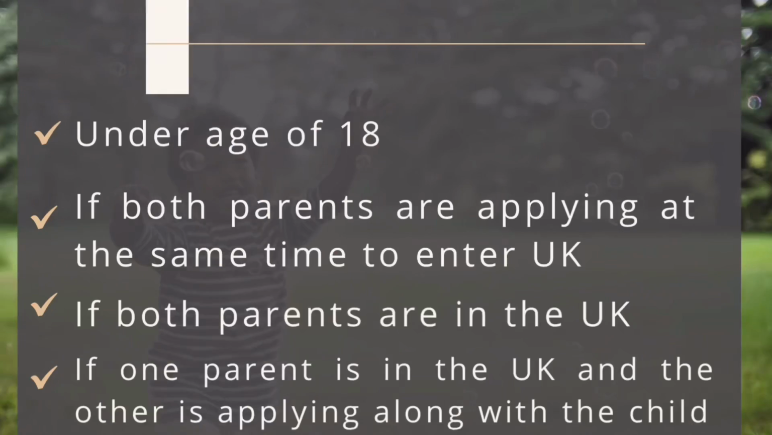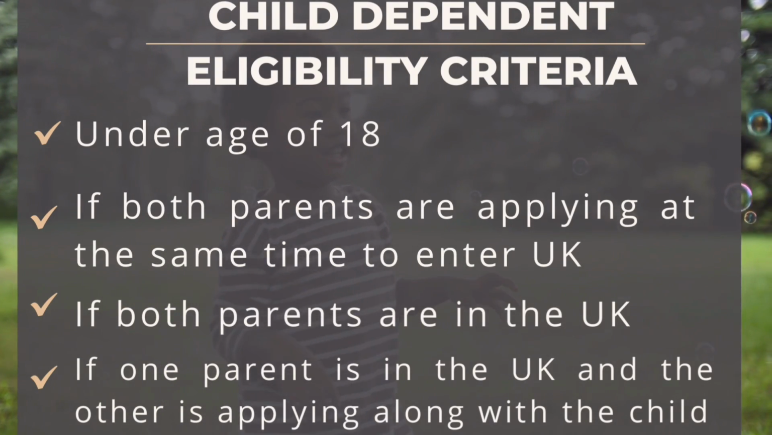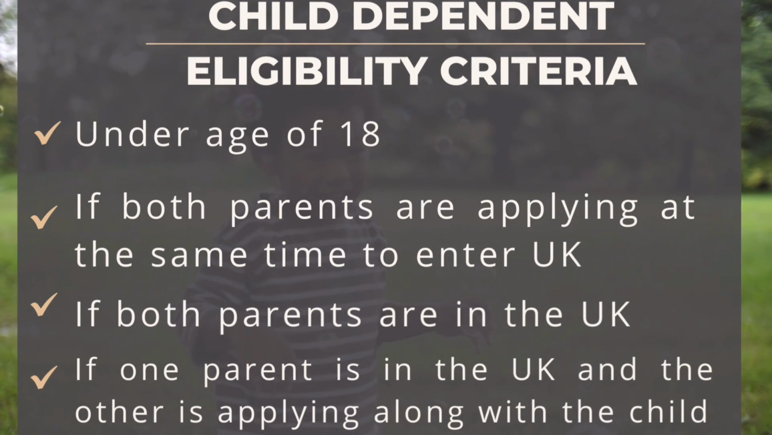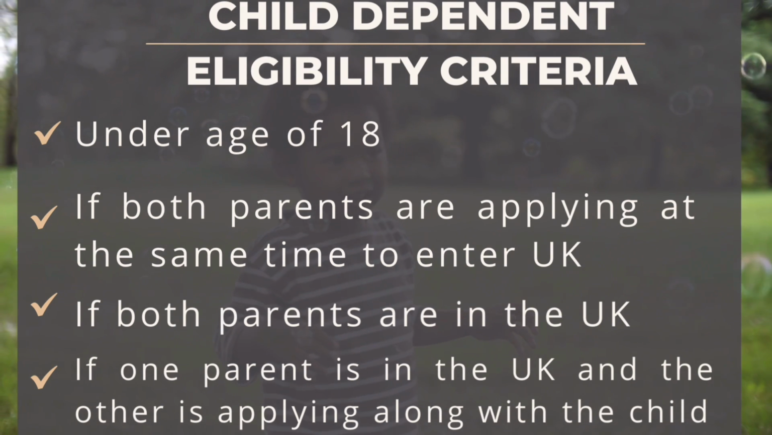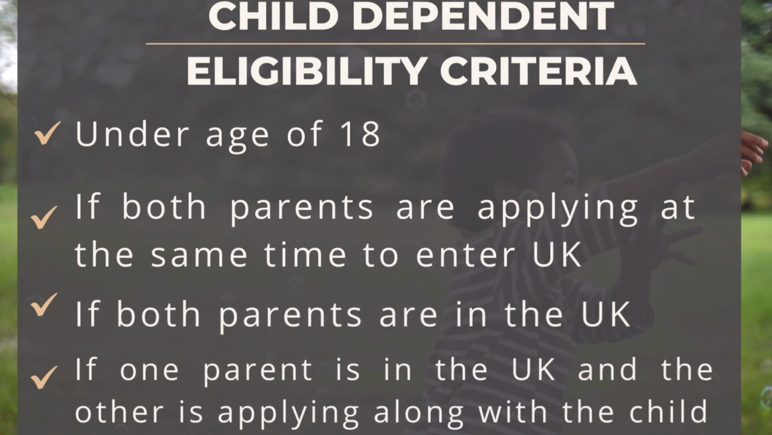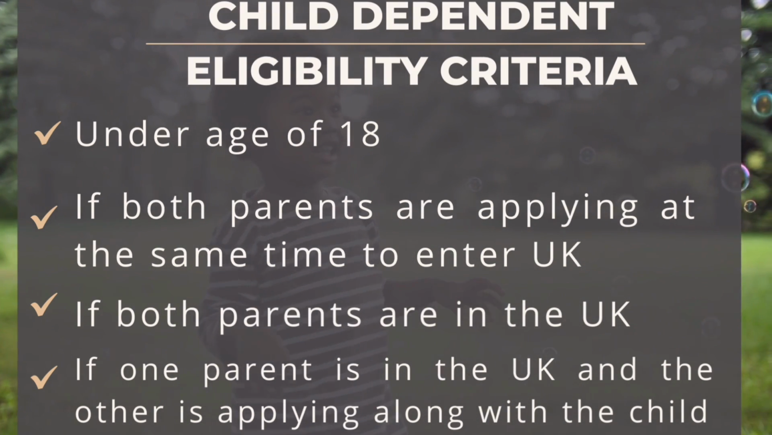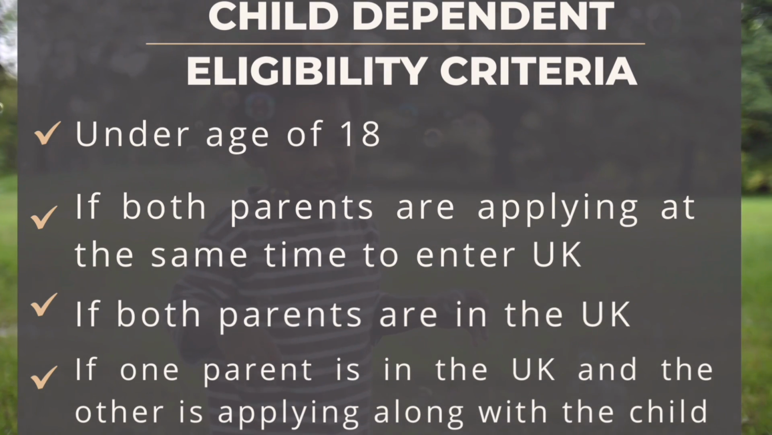Now let's talk about a child dependent visa. These are children under the age of 18 when applying for the first time, and your child will be eligible to apply if both parents are applying for entry clearance at the same time, or if both parents are already in the UK and the child is applying to join them, or if one parent is already in the UK and the other parent is applying for entry clearance to join them along with the child.